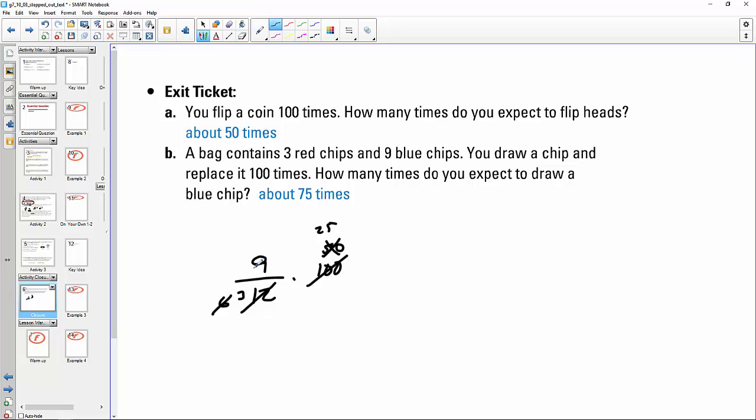I can then reduce these right here, 9 and 3, and this becomes 3 and 1. And 3 times 25 equals 75. Again, all that I did is I took 9/12 times 100, and you get 75. It's also because this is 3/4, and 3/4 of 100 is 75, if you think of money.